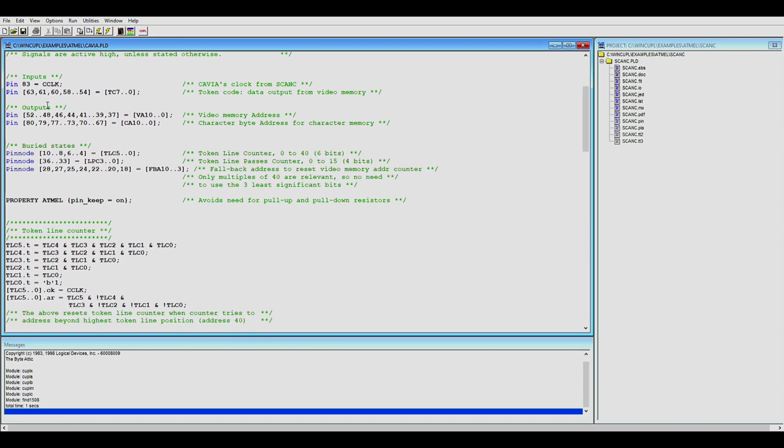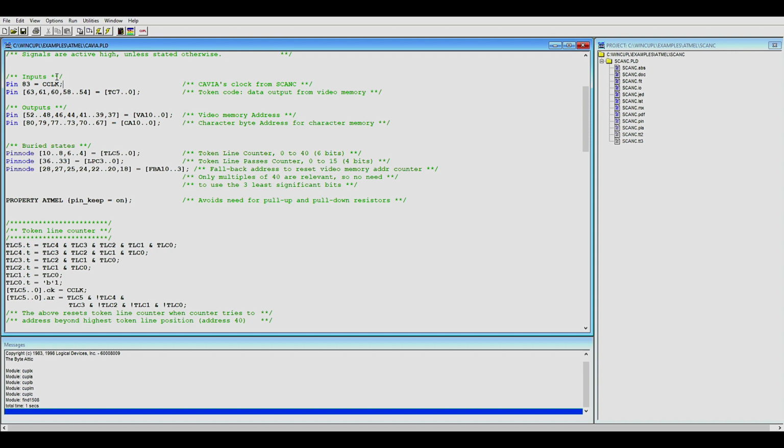So let's look at the inputs and outputs of Cavia. We have the Cavia clock as an input. This input is provided by Skank. It's basically 1/16 of the pixel clock, and it doesn't tick outside of the frame. It doesn't tick during the front porch, the back porch, or the sync pulse, either horizontally or vertically.